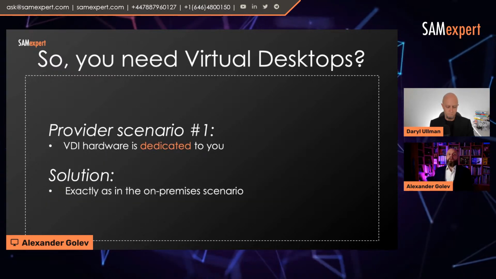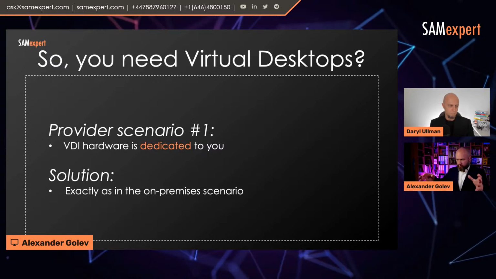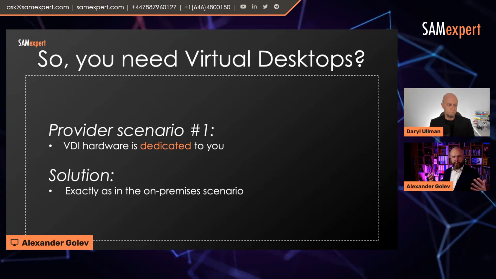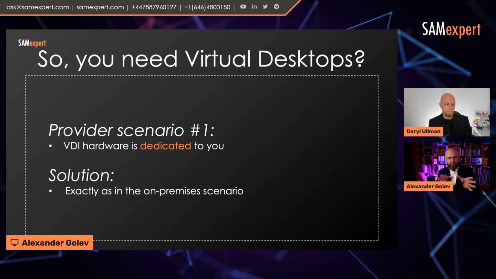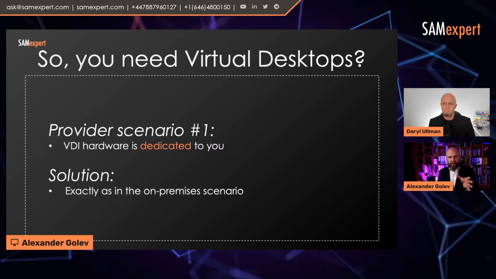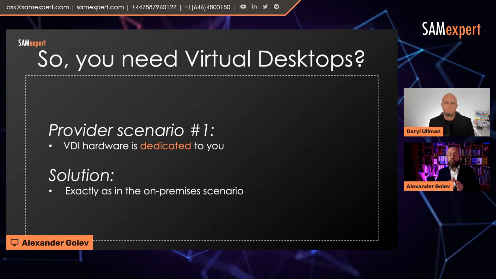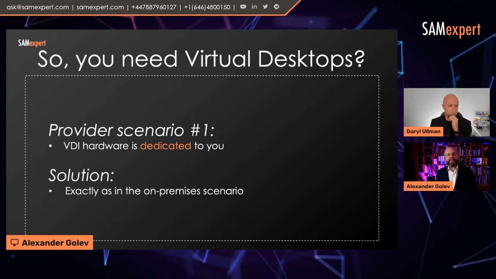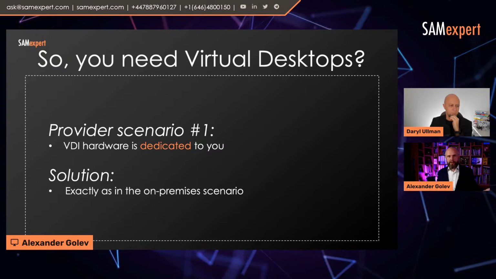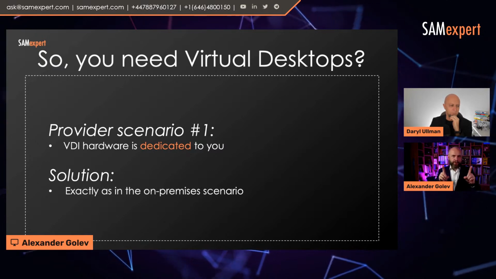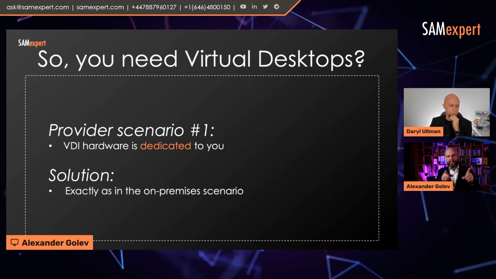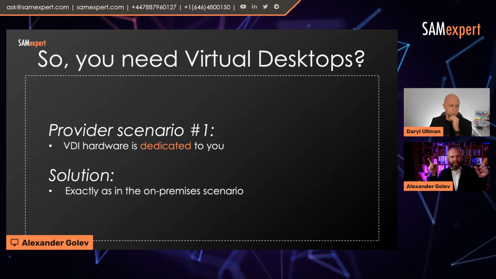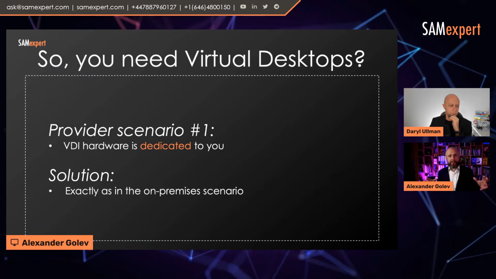Provider scenario. Say you decided, okay, I want to host my VDIs at a provider for some reason. If the hardware is dedicated to you, so all the virtual machines on those servers are only yours and nobody else is there, it's called dedicated for a reason. It's a single tenant scenario. Then it's exactly as on premises. There's no change, with a caveat though. In this case, you may use your CSP licenses to run VDIs. On premises, you cannot. At the provider, you can. But then again, all the other rules are exactly the same as in an on-premises scenario.